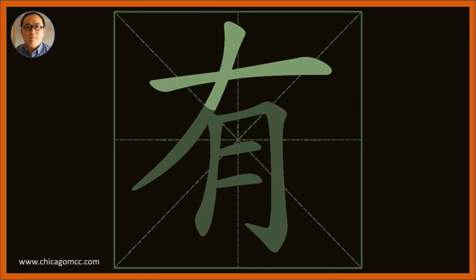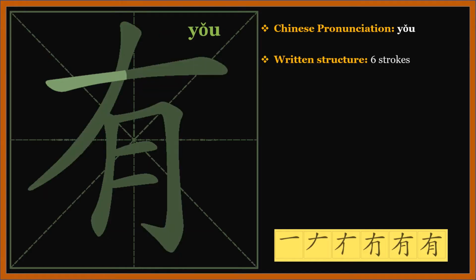Today I'm going to show you a very useful Chinese character. The character we're about to learn today is 有. This character is composed of 6 writing strokes. Stroke number 1, 2, 3, 4, 5, and 6.